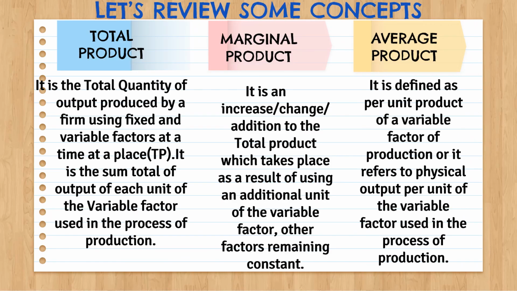Having studied the law of variable proportions and the law of returns to scale, let us now just revise some of the concepts we learned. We learned about total product. It is the total quantity of output produced by a firm using fixed and variable factors at a time, at a place. So you see, it is only in the short run where we divide factors as being fixed and variable factors. You saw in the law of returns to scale, we increased all the factors in the same proportion, so we didn't talk about factors being fixed and variable. So these 3 terms will be applicable to the short run.